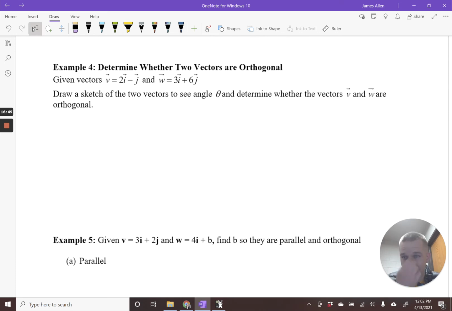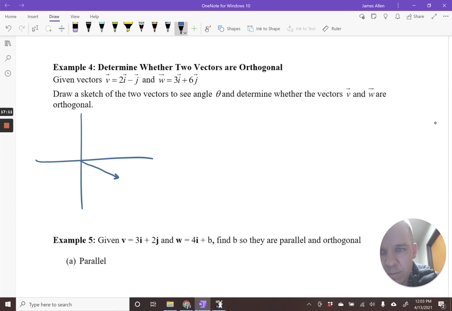All right, so given a couple vectors here, we want to draw a sketch of the two vectors and see the angle and determine whether they are orthogonal or not. I don't even need to necessarily find the angle between these two vectors. I can just use my dot product, okay? So let's sketch them first. So I'd have 2 to the right, 1 down. So I'll make this a little bigger. All right, so that'll be vector V.